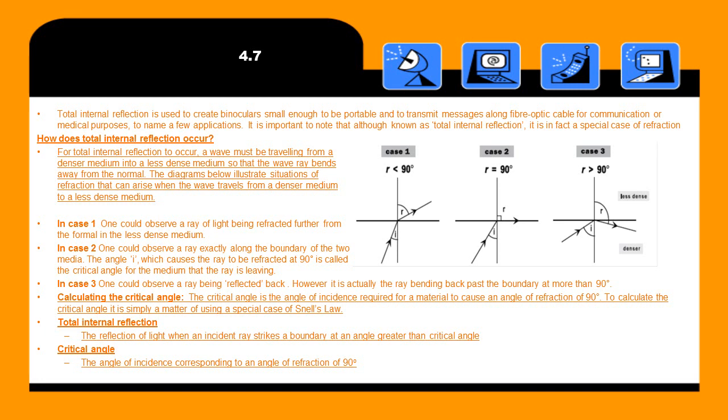Okay, so total internal reflection is when the reflection of the light occurs when the incident ray strikes a boundary at a greater angle than the critical angle. The angle of incidence corresponding to the angle of refraction is 90 degrees.